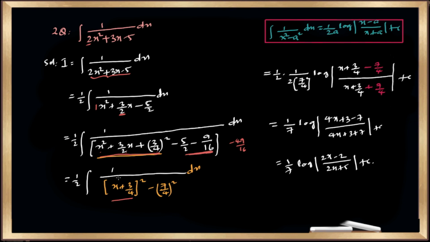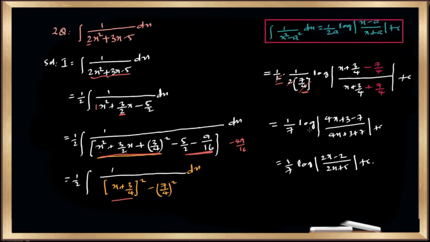Again this is in the form of 1 by x square minus a square, and the integral of 1 by x square minus a square is 1 by 2a log of (x minus a) by (x plus a) plus c. So with the constant 1 by 2, 1 by 2 times a, where a is 7 by 4, gives logarithm of (x plus 3 by 4 minus 7 by 4) divided by (x plus 3 by 4 plus 7 by 4). So 4 and 2 twos are 4 get cancelled.